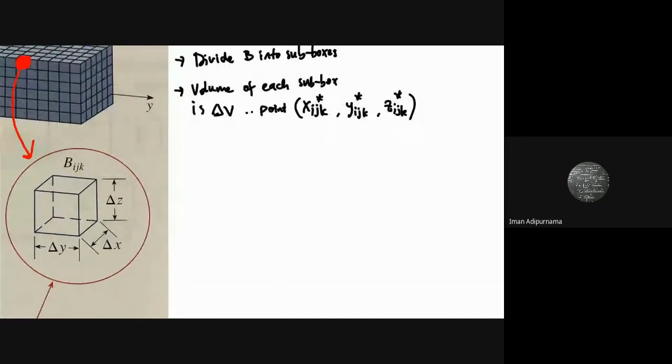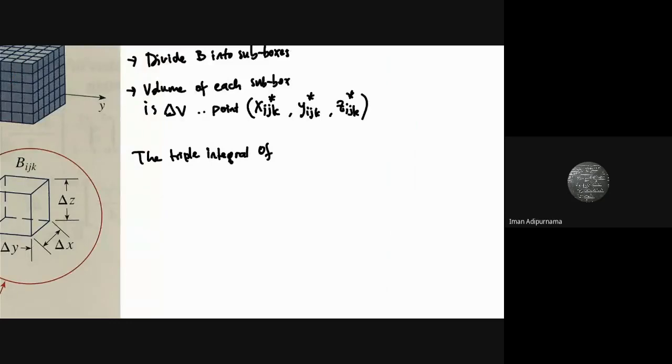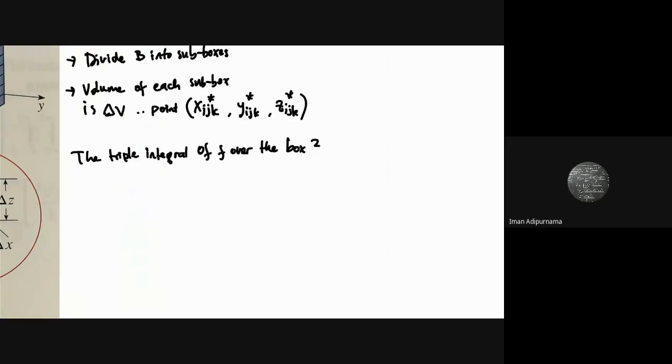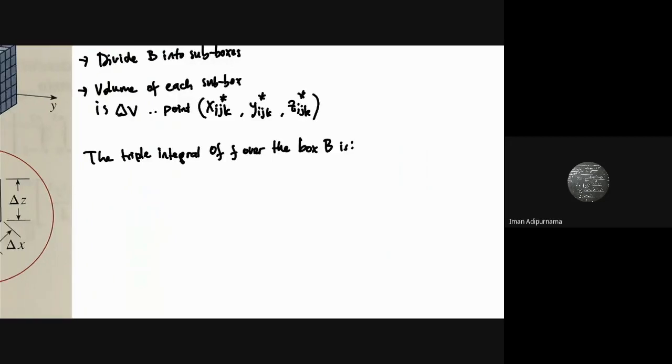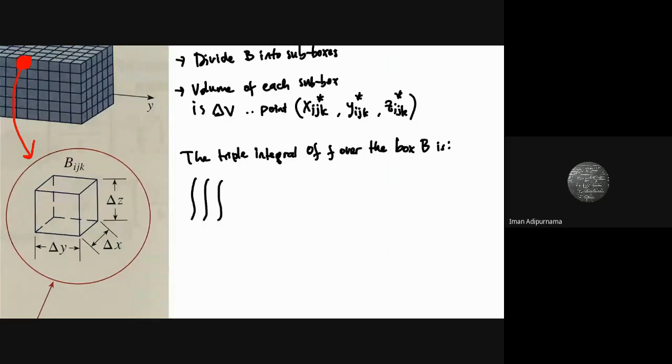And the triple integral of f over the box B is, so B. The difference from the previous double integral is that the region is now three dimensions. Okay, the region is three dimensions. So B region is now 3D.